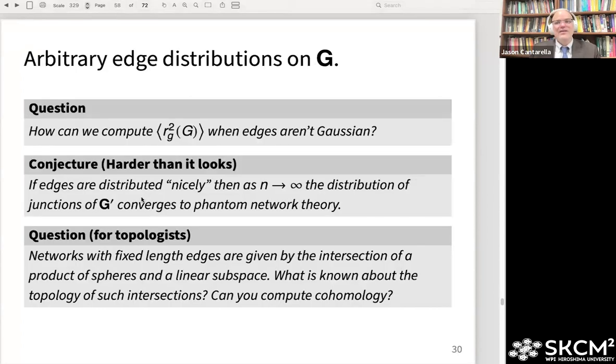Okay, so what if there are arbitrary edge distributions? Well, then it's actually considerably harder technically.